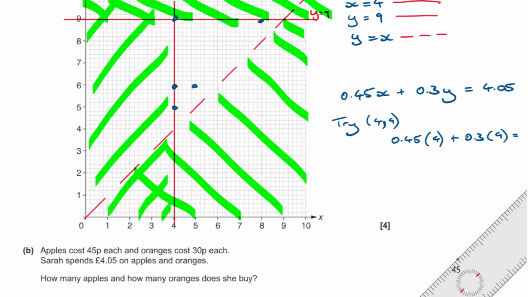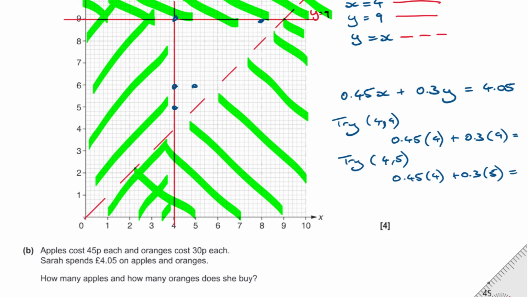Let's try the bottom left corner of my range, which would be 4. I can't have 4, 4. I can have 4, 5. Does that work? So that would be 0.45 lots of 4 plus 0.3 lots of 5. So that's £1.80 plus £1.50 then, isn't it? £1.80, £2.80, £3.30. That's too low. Okay, so I'm going to get rid of that point there because I haven't tried. I'm just going to leave the points on that I've tried. So it's going to be down here somewhere.